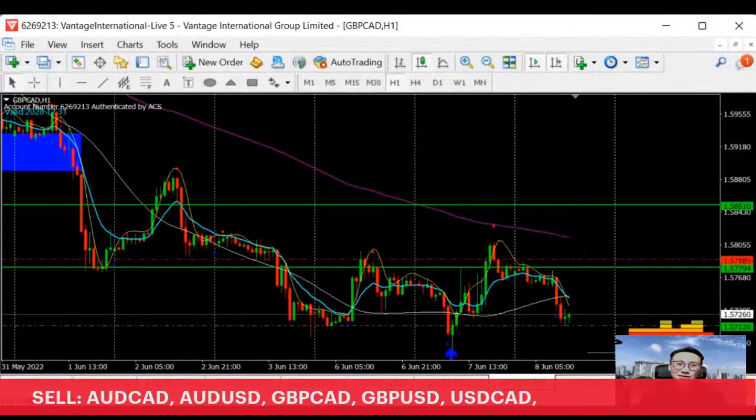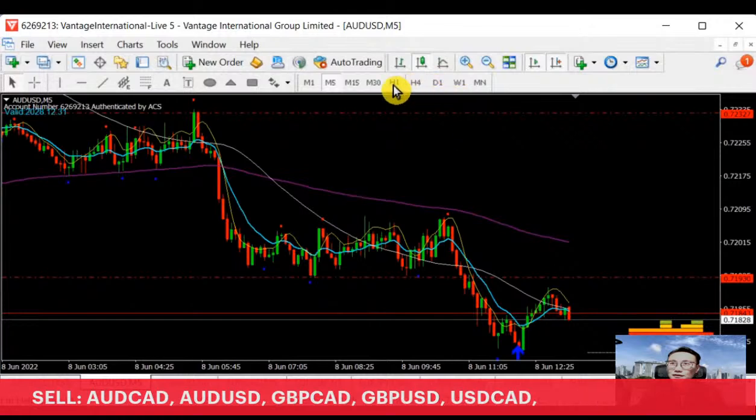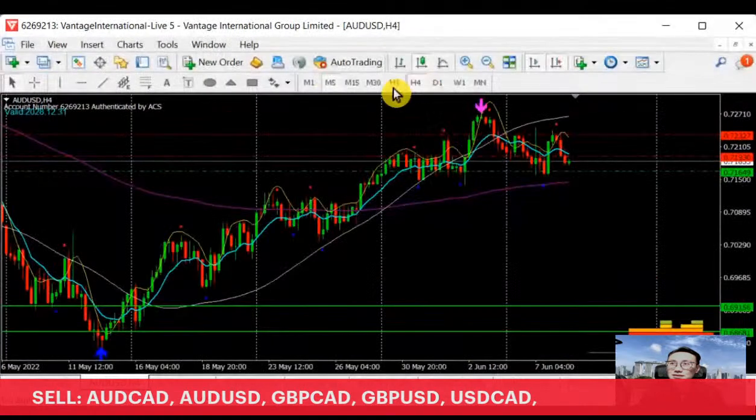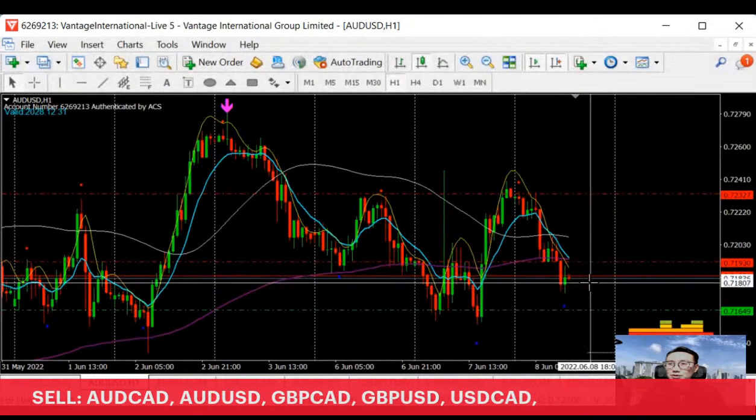Okay, for Aussie dollar, let's take a look at Aussie dollar. What we are going to look out for. There's Aussie dollar right now. The pullback here is still coming down for another round of selling. Am I right? So let's take a look. Right now we are also having another higher support after the double bottom. Now it's a higher support.